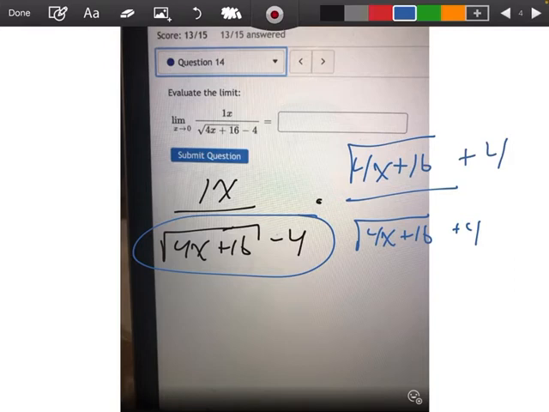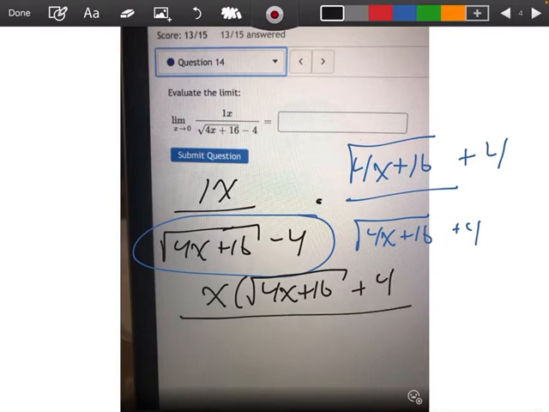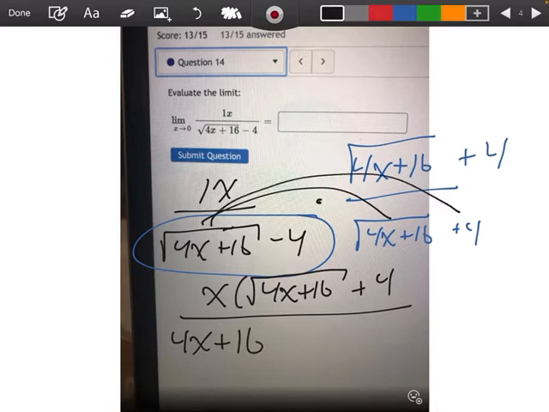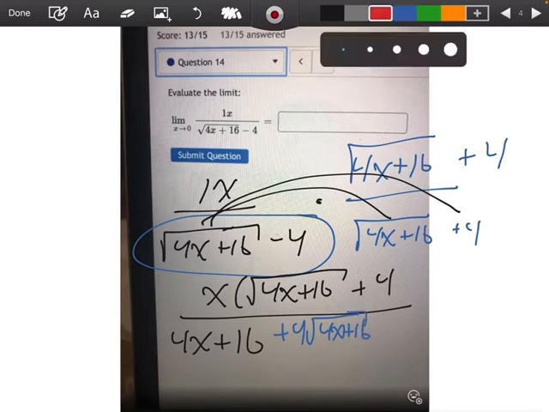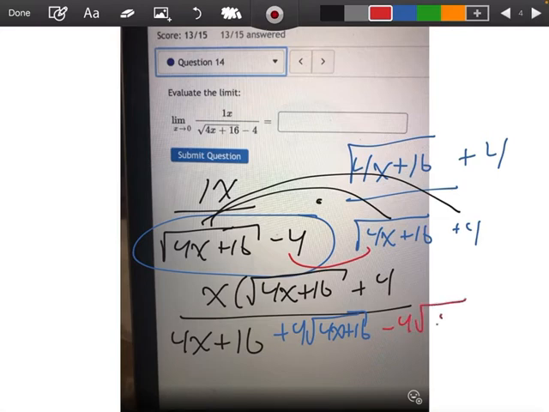Okay, so on the top part, y'all, I'm just going to leave this x alone. And I'm going to leave that square root of 4x plus 16 plus 4 alone as well. Now on the bottom part, when I multiply those, I know my square roots are going to cancel out. When I multiply the square root of 4x plus 16 times another 4, that's going to give me a positive 4 square root of 4x plus 16. When I multiply this negative 4 right there, that's going to give me a negative 4 square root of 4x plus 16. And then negative 4 times positive 4 is a minus 16.